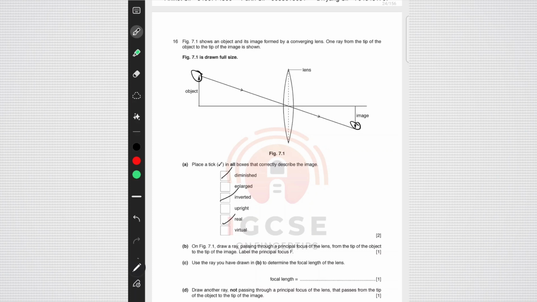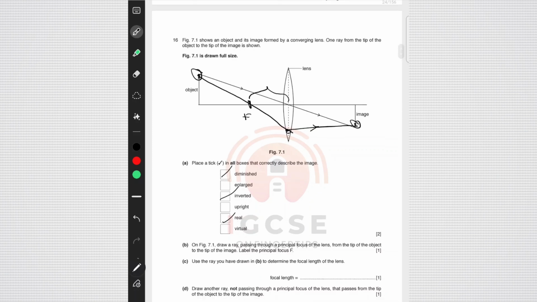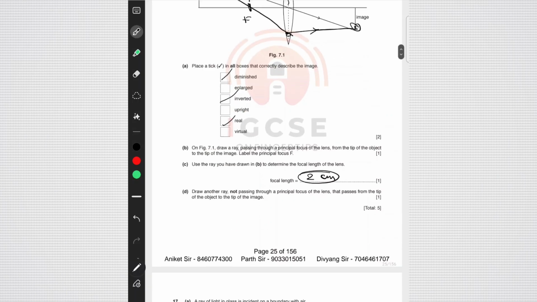On figure 7.1, draw a ray passing through the principal focus of the lens from the tip of the object to the tip of the image. Label the principal focus. So what you will do, first you draw a line parallel to the principal axis like this, right? And then meet the object tip and the image tip like this. So this becomes your principal focus F. Use the ray you have drawn to determine the length of the principal focus. Because I cannot place a scale over here, I have options of zooming in and out. So I think it should be around 2 centimeter. You can measure it in your diagram and find out.